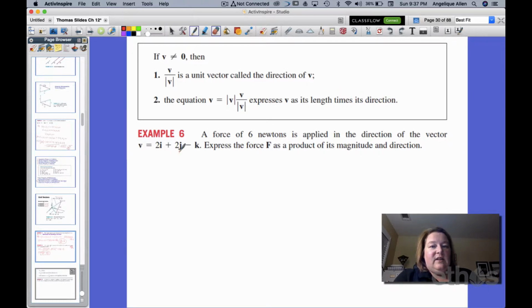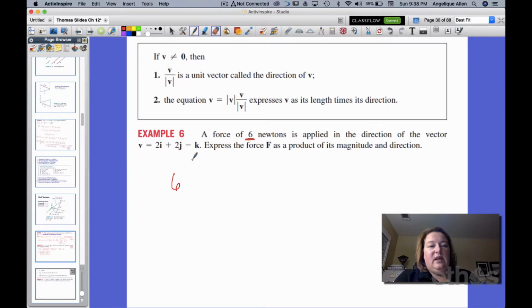So let's see what we've got down here. A force of 6 newtons is applied in the direction of the vector v equals 2i plus 2j minus k. Express the force F as a product of its magnitude and direction. So this is the same question. A force of 6 newtons is applied in this direction. So we want newtons, that's the length. And then its direction, we have to divide its length out just to get this down to 1 unit. And this is the same vector we dealt with in the previous problem.